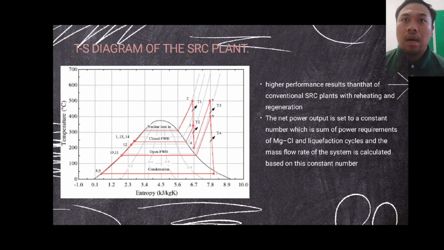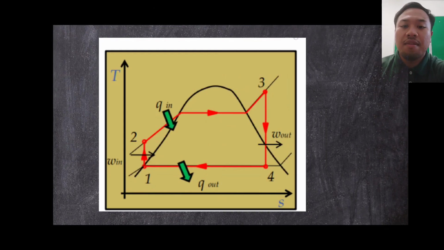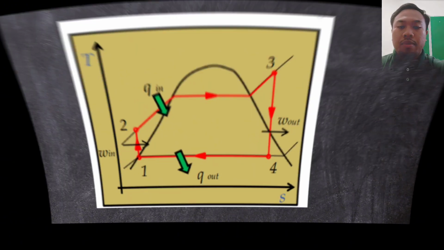From this TS diagram for the nuclear power plant, we can see from the graph that there is nuclear heat in, which is at the higher part of the graph, and also condensation at the lower part of the graph. This is different from the steam Rankine cycle that we learned in class, which is a simple TS diagram compared to this complex one. So that's all for the method of performance analysis. We move to the next part.